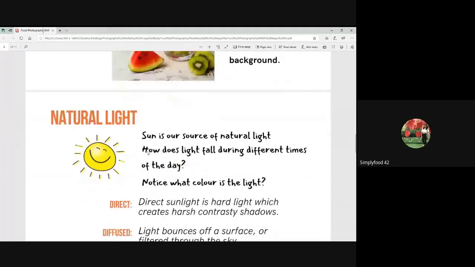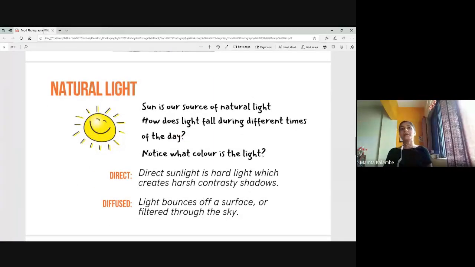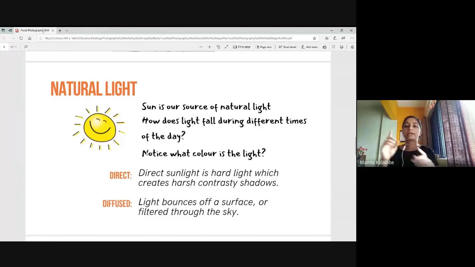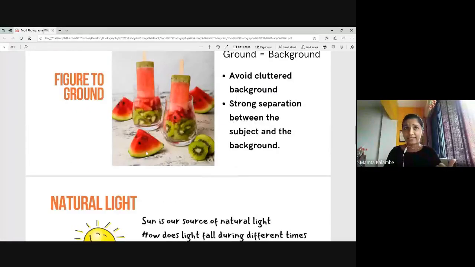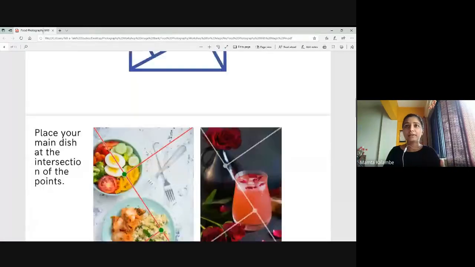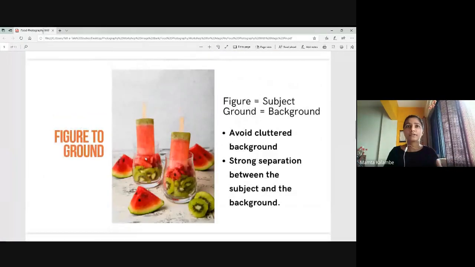Yeah. So, moving on to natural light. What I'm going to do is talk about, we spoke of two composition techniques: one was the golden triangle, and the other was figure to ground. And there's one more technique I wanted to share, which I'm going to show in the demo. Sorry, I just forgot that.